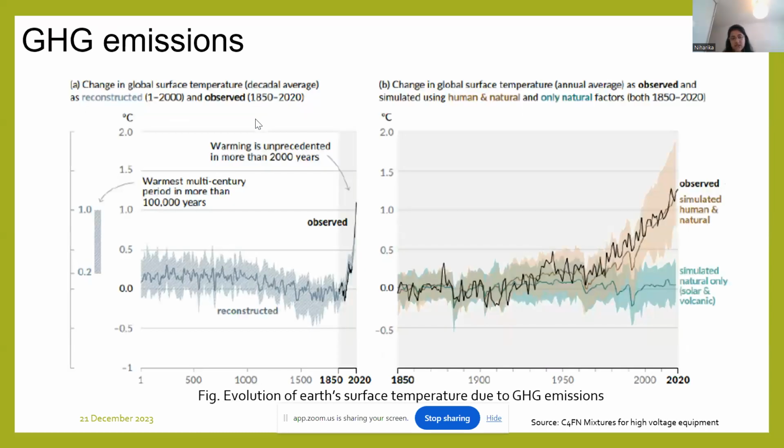So here we can see the greenhouse gas emissions which have been recorded over many years. As we can see from the second picture, from 1850 to 2020, the rise has been huge, both simulated and natural. So this needs to decrease. For the rise of these greenhouse gas emissions, SF6 has been named as one of the main components because of its leakage.